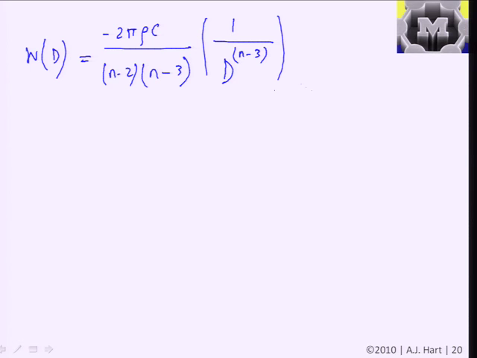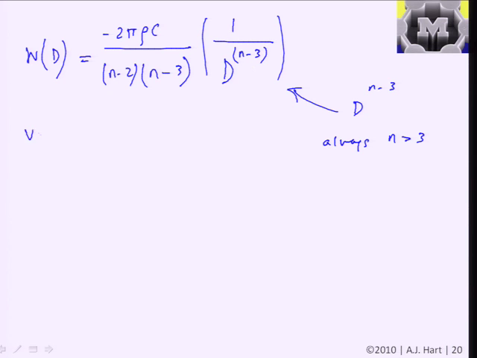So now it kind of popped out why, if we have d to the n minus 3, n is always greater than 3. If n was equal to 3, this would be 1 over d to the 0, which would be 1, and then the interaction energy would be independent of separation. And if n were less than 3, then the interaction energy would grow with separation, which doesn't make sense.